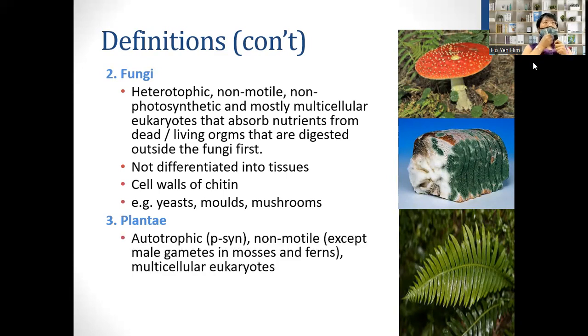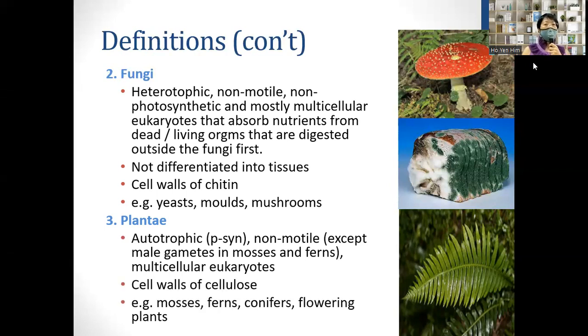Plantae is the name of the kingdom plant. Plantae are autotrophic. They are photosynthetic. They cannot move, non-motile, except for male gametes in mosses and ferns. So mosses and ferns, the male gametes can swim in the water. Okay, yeah, they can swim in the water. Multicellular, so plants are multicellular eukaryotes. Cell walls made of cellulose, so these are examples.